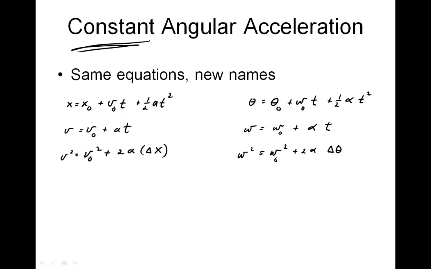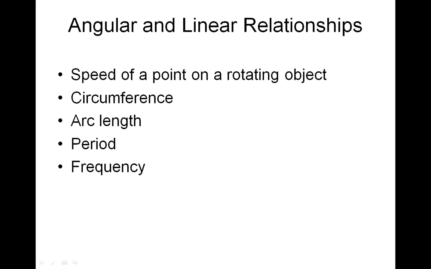All of these equations that we had back in the day of constant linear acceleration still exist for constant angular acceleration, but we have to change the symbols in order to correspond to the correct dimension or quantity that I'm interested in the rotational world. So let's look at some relationships between angular quantities and linear quantities. Start off by talking about an angular speed of a point on a rotating object.